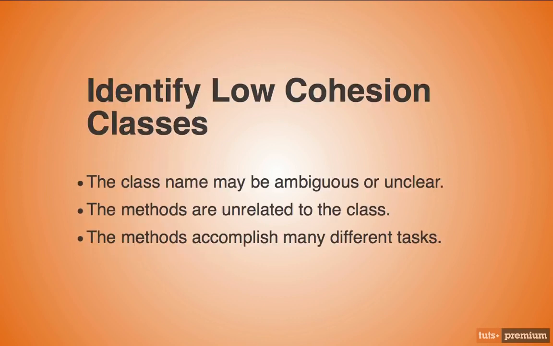Now, how can you identify if your classes have low cohesion? First, start by looking at the name of the class. If it seems ambiguous or unclear, this may be a clue to having low class cohesion. Next, take a look at your methods. If you start noticing that you have several methods that are accomplishing a different task and dealing with a separate concept than what your class was originally intended to do, this is another hint that you might have low cohesion. Try moving those methods and that separate concept out into a new class.